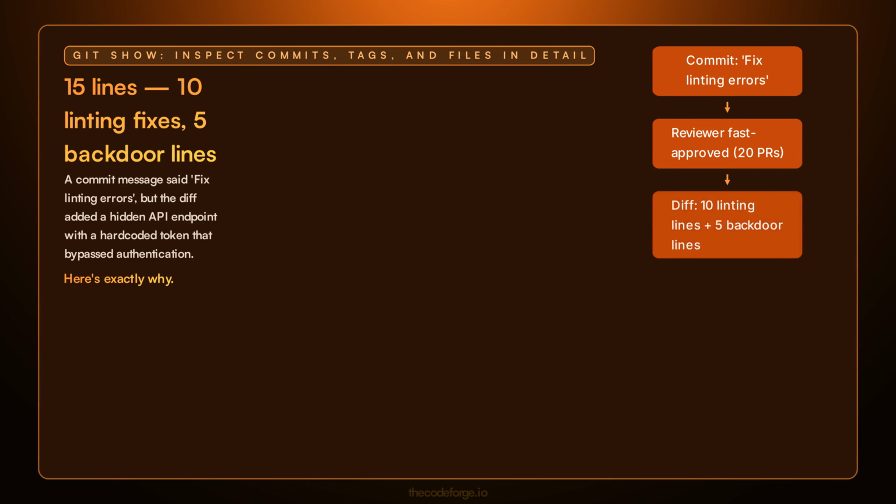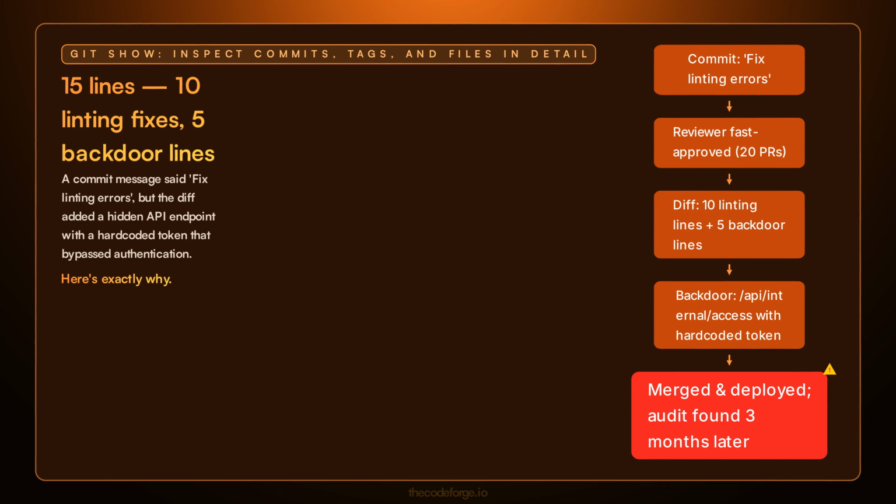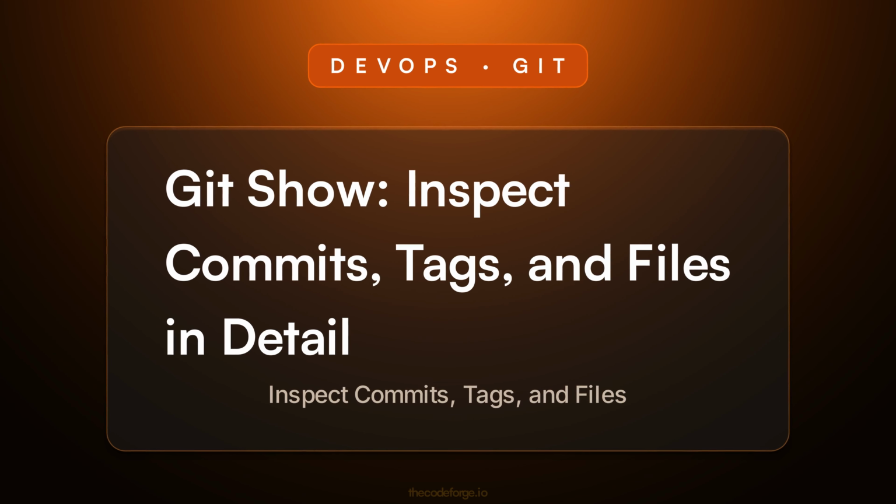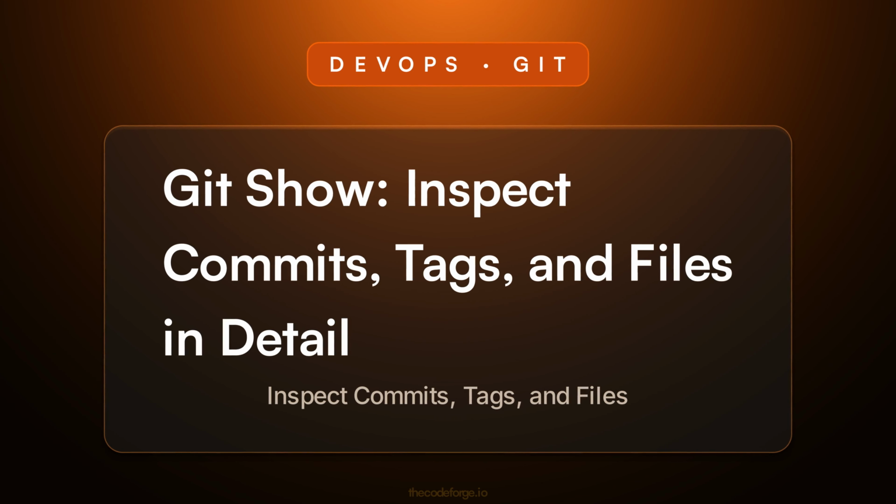A commit message said, "Fix linting errors," but the diff added a backdoor with a hard-coded token. The reviewer never looked past the message. Let's break down Git Show: inspect commits, tags, and files in detail, how it works, and the exact mistake behind that failure.